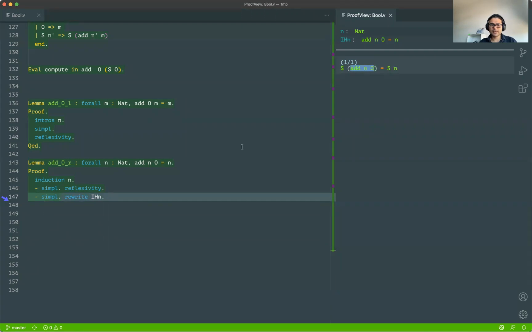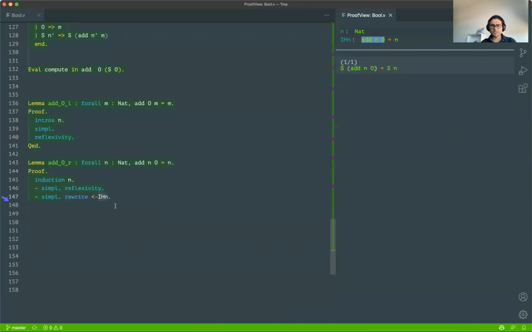So it will replace this by n. What would happen if I rewrite the other way? It means I'm telling the Coq theorem prover to look at this equation and now take the right-hand side of this equation and search for all the terms in the goal, which is here and here, and replace this by the left-hand side.